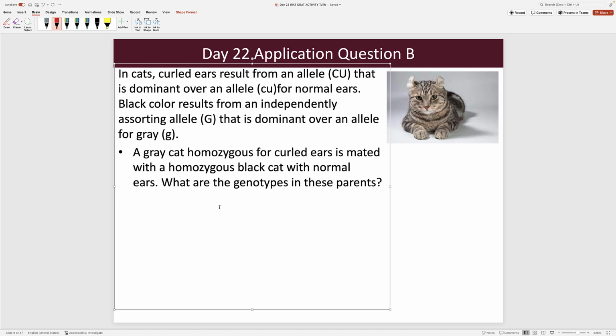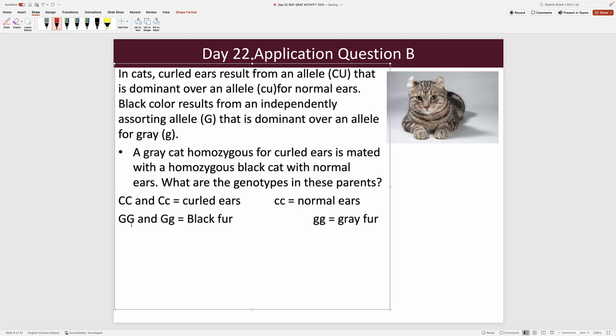When I have a problem like this, I like to write down everything I know first and then see how I'm going to use it. So I'm going to say big C, and big C, little c equals curled ears, and little c equals normal ears. Big G equals black fur, and little g equals gray fur. And to be consistent, I should say big G, and big G, little g equals black fur.